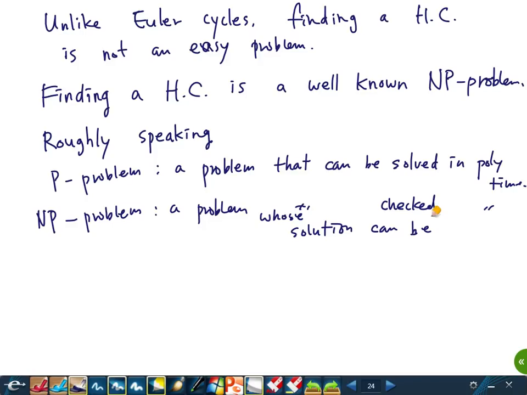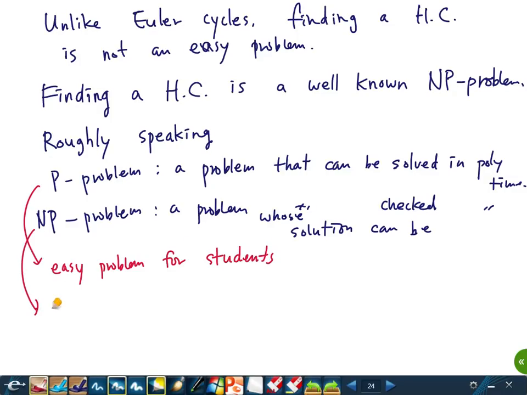So it's an easy problem for students, I say, because you can solve this in polynomial time. And this doesn't mean that it's a difficult problem. It's an easy problem for the grader, I would say, the TA. It may be difficult, but grading is easy.